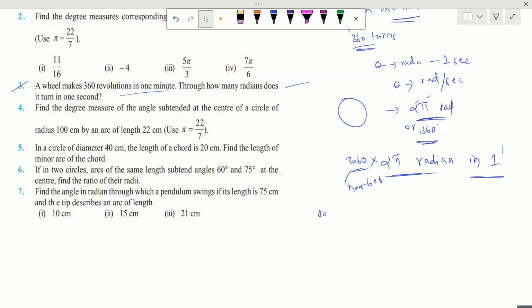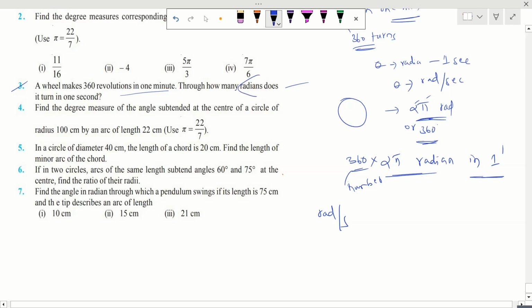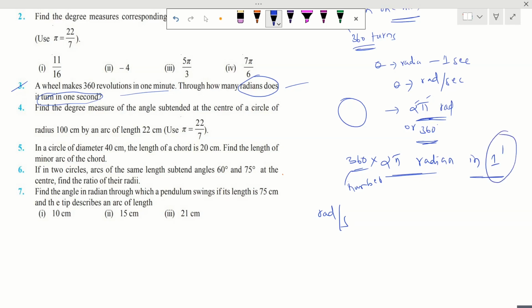Now we have to find radian per second. That is the statement given here: how many radians does it turn in 1 second? In 1 minute we have this many turns. What about 1 second? How many turns are there in 1 second? That one we have to find.